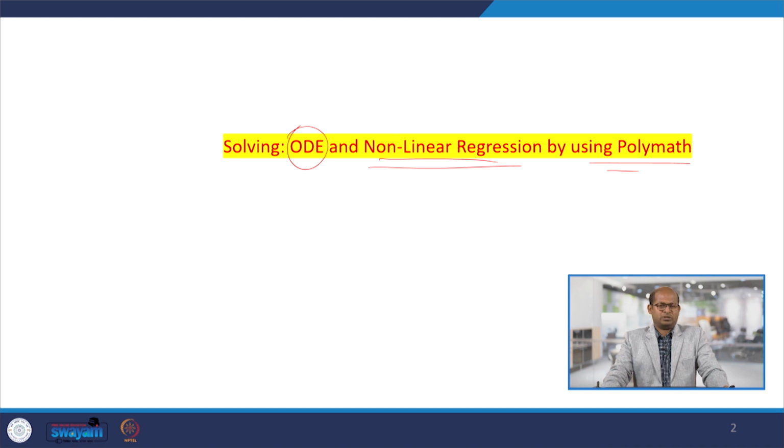In most of the cases whenever we design a reactor, particularly packed bed reactors, ordinary differential equations come into the design equations. With that type of nonlinear ordinary differential equations, how to solve them using the Polymath software, that we will discuss.